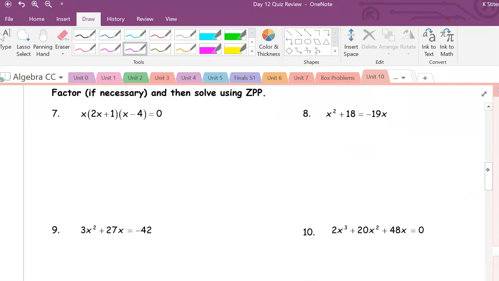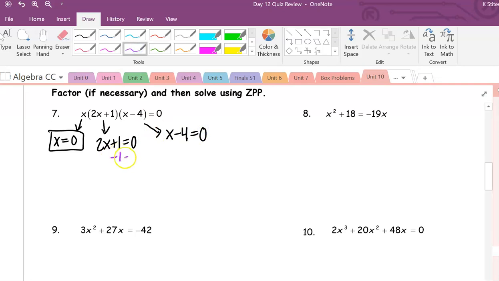Now we're going to practice solving. This is where we're going to use zero product property. We're going to factor first and then set everything equal to 0. So to start off, this one is already in factored form. So I'm just going to go ahead and set each part equal to 0. So that part's done. 2x plus 1, I'm going to set that equal to 0. And x minus 4, I'm going to set that equal to 0.